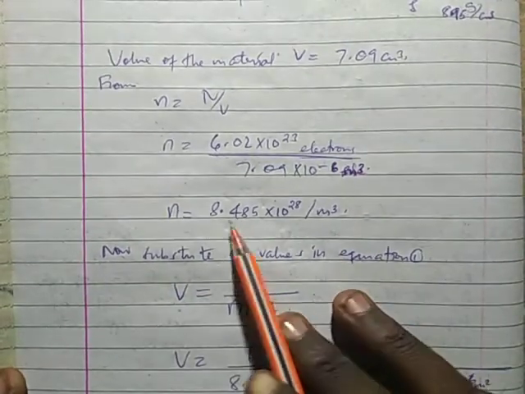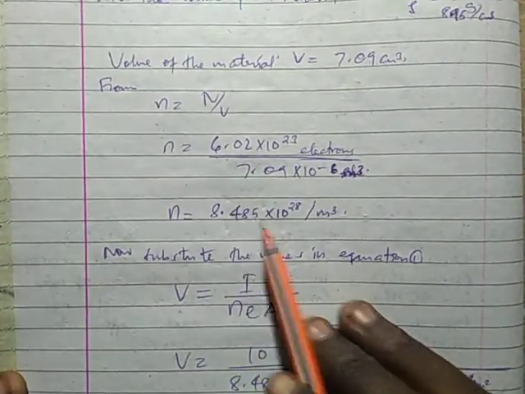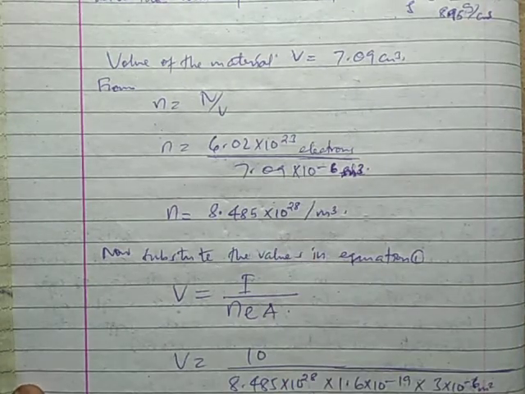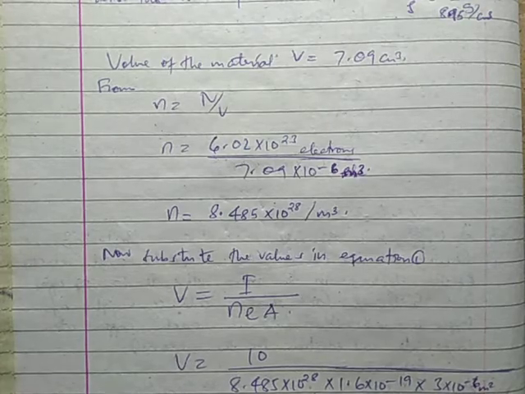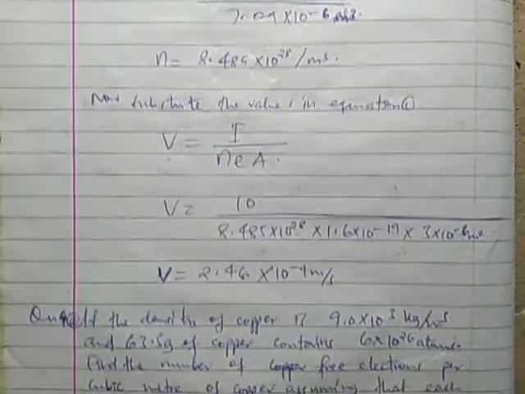So finally we'll get 8.485 times 10 power 28 per meter cubic. So from there all data tunakuwa nazo. Swali linakuwa limeisha kwa namna kama hiyo hapo.